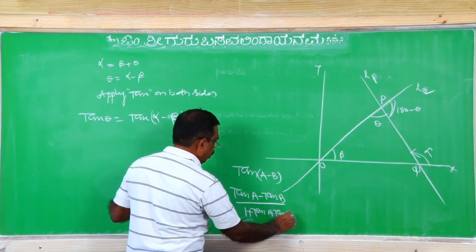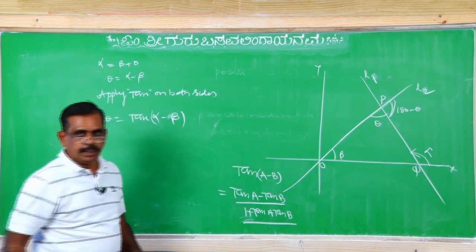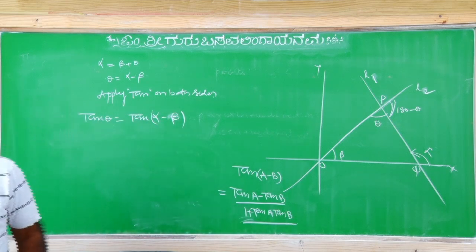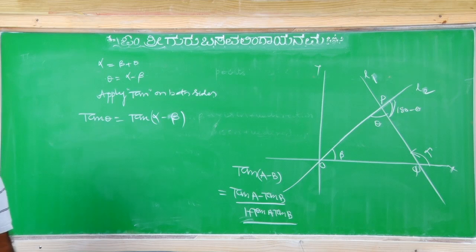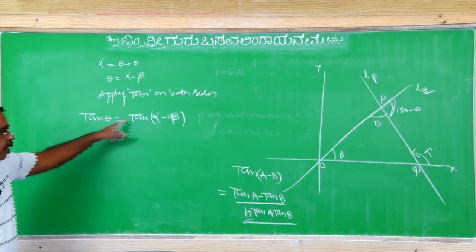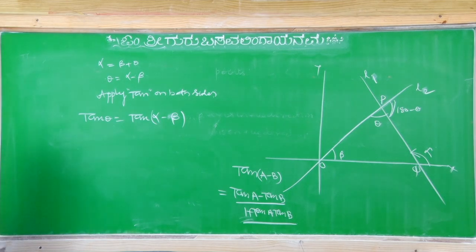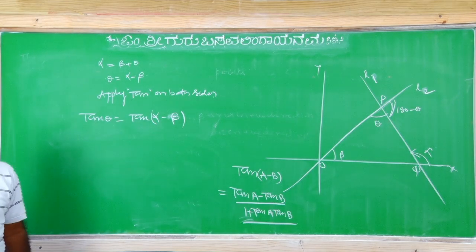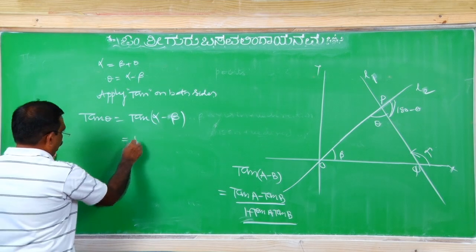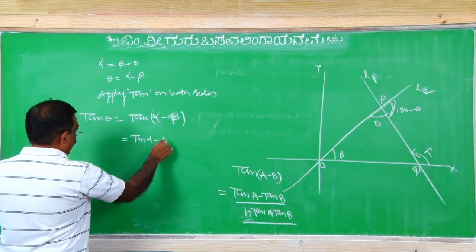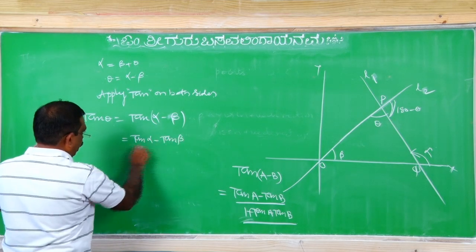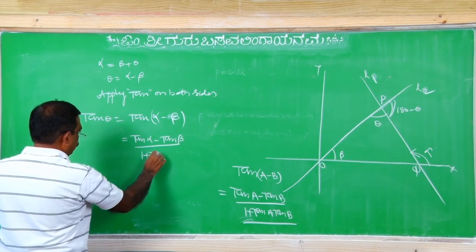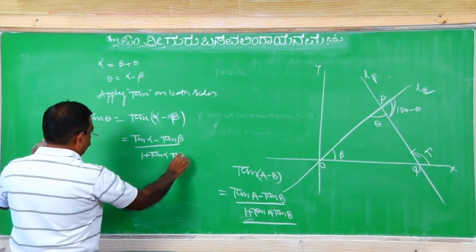Write down. This is the formula, not tan square A. Tan A minus B is equal to tan A minus tan B by 1 plus tan A tan B. Tan alpha minus beta means what formula? You don't know? Here A, B only changes. Tan alpha minus tan beta by 1 plus tan alpha tan beta.